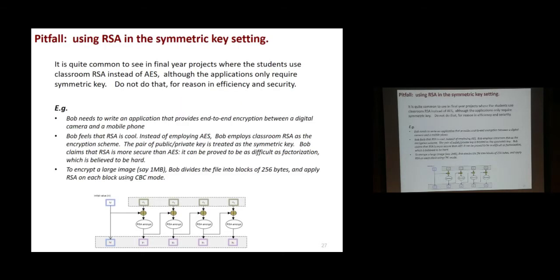I've evaluated a lot of FYP projects, and very often a student does this. In their application, they can use AES, but they do not want to use AES. They use RSA to encrypt. AES is a symmetric key cipher, RSA is a public key cipher. So how do you do it? You take the public key as the key. So you can also use RSA in the symmetric key sense.